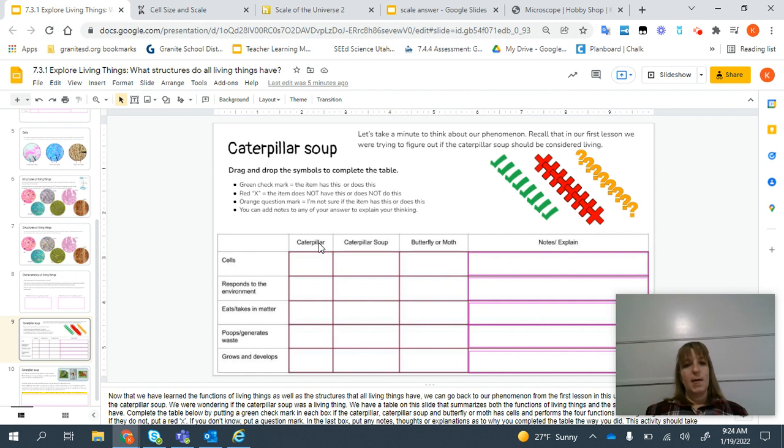Well, we can assume that it's made out of cells because we just learned today that all living things are made of cells. So I'm going to put a check mark there because I think that because caterpillars are living, they must be made of cells. Now, if you don't know for sure, you could put a question mark there, and then maybe we could figure out a way to investigate to see if caterpillars are made up of cells or not. Do they respond to the environment?